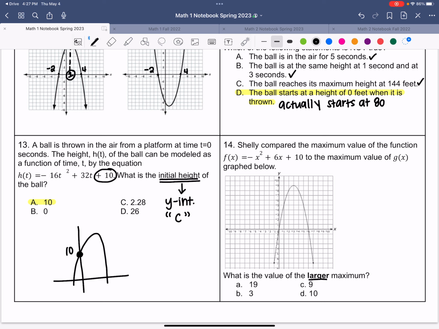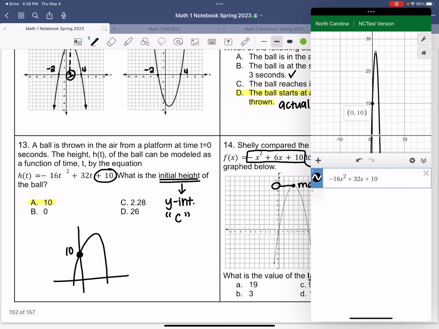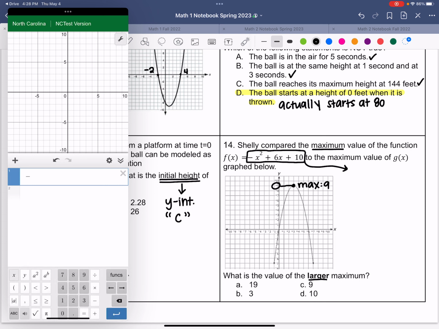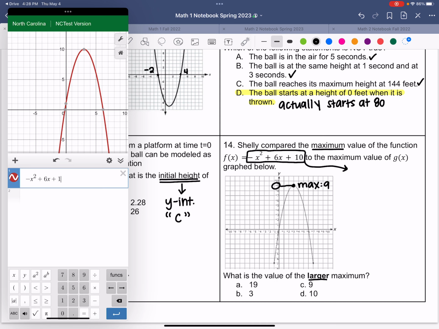14. It's asking what's the value of the larger maximum. So I can see here we're comparing two functions. So we're comparing the maximum of this one. So we need to graph this, see what this maximum is, and compare it to the maximum on this graph, which is 9. So let's graph this guy and see what it looks like. Okay, negative x squared, plus 10, excuse me.